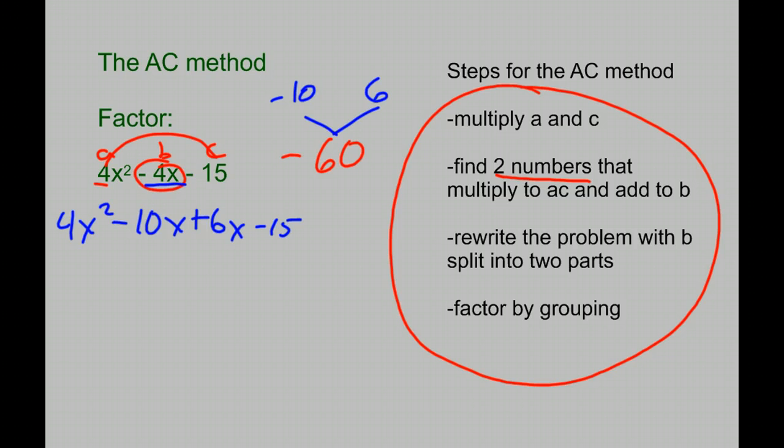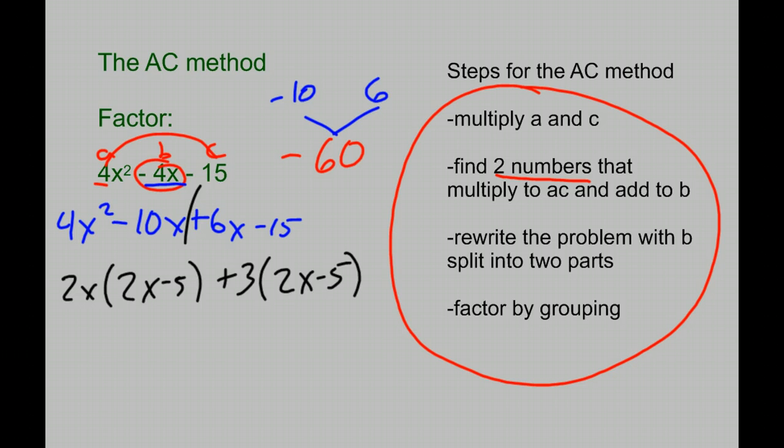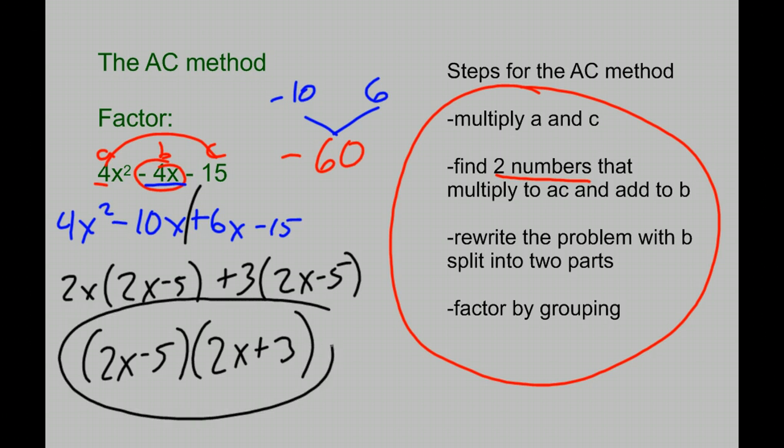Now, from yesterday, this should be setting off some alarm bells in your head. I have 4 terms. I can factor by grouping. Out of 4x squared and 10x, I can divide out 2x, which leaves 2x minus 5. Out of 6x and negative 15, I can divide out a positive 3, which leaves 2x minus 5. So our common factor is 2x minus 5, and what's left is 2x plus 3. I now have the factors of 4x squared minus 4x minus 15.